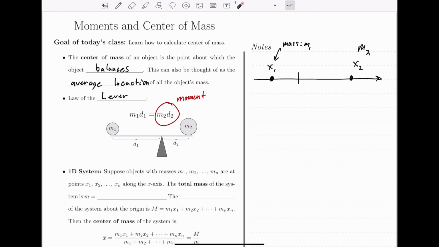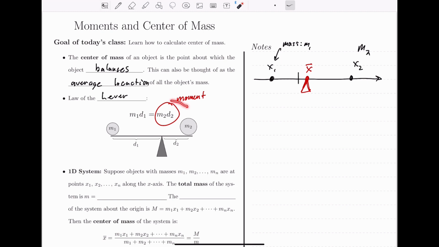Now, if we imagine the x-axis being a beam that is holding these two masses, there is some point in the middle about which the beam is perfectly balanced. That is the center of mass, and we denote that using x bar. So let's imagine that it's maybe right here. This is the center of mass. We'll call it x bar. So at this point, if we were to place a fulcrum, these objects would be perfectly balanced on this point.